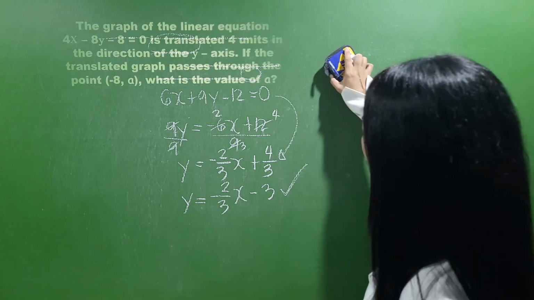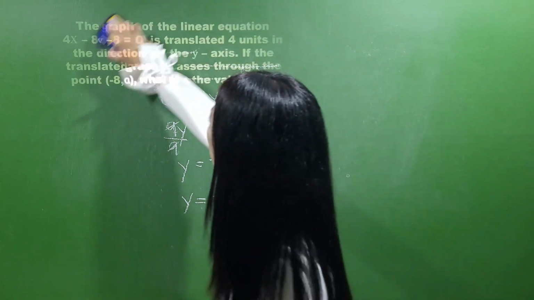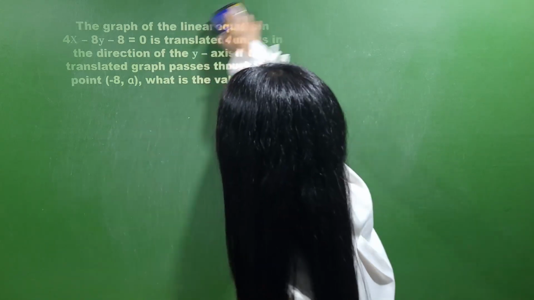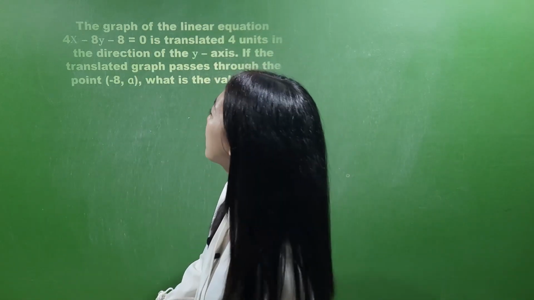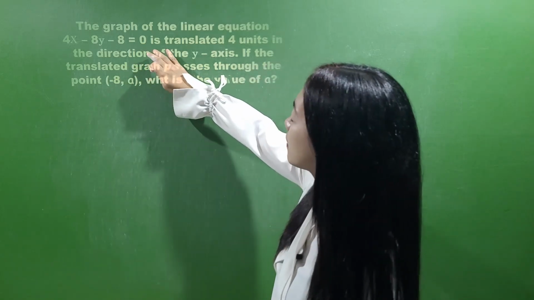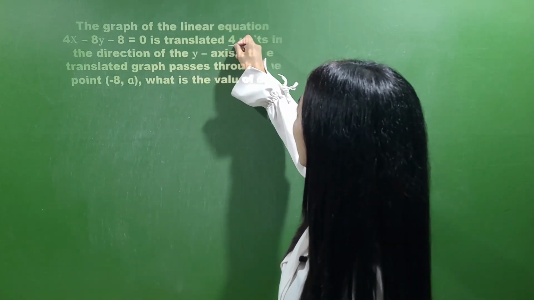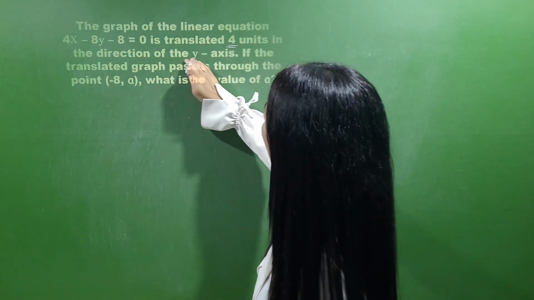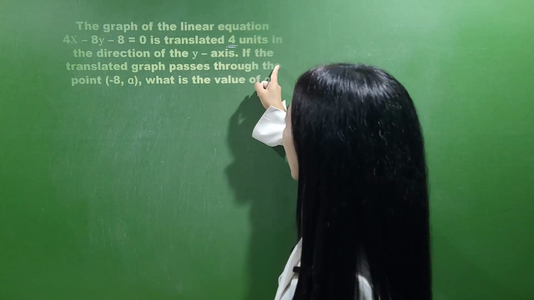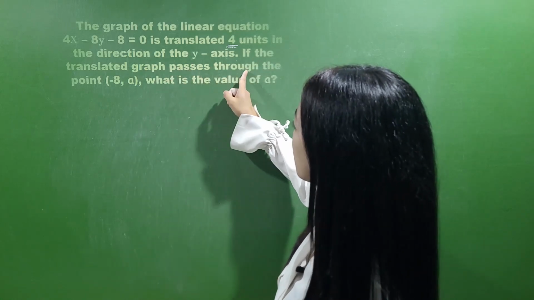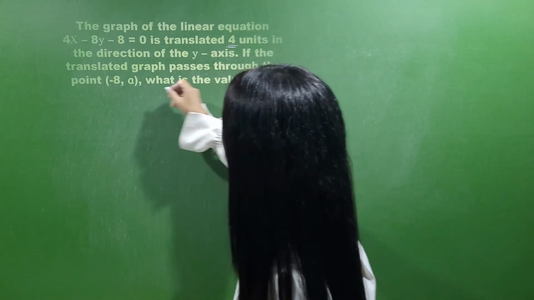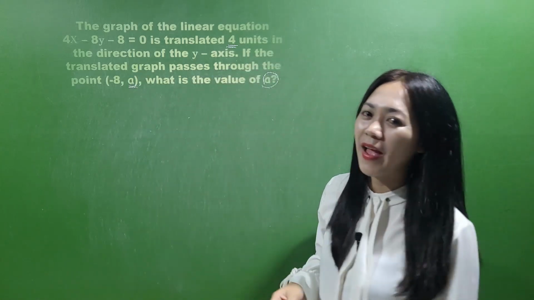Okay, for our last problem, let's also answer this one. According to this, the graph of the linear equation 4x minus 8y minus 8 is equal to 0 is translated 4 units in the direction of the y-axis. If the translated graph passes through the point (-8, a), what is the value of a? So we are looking for the value of a.